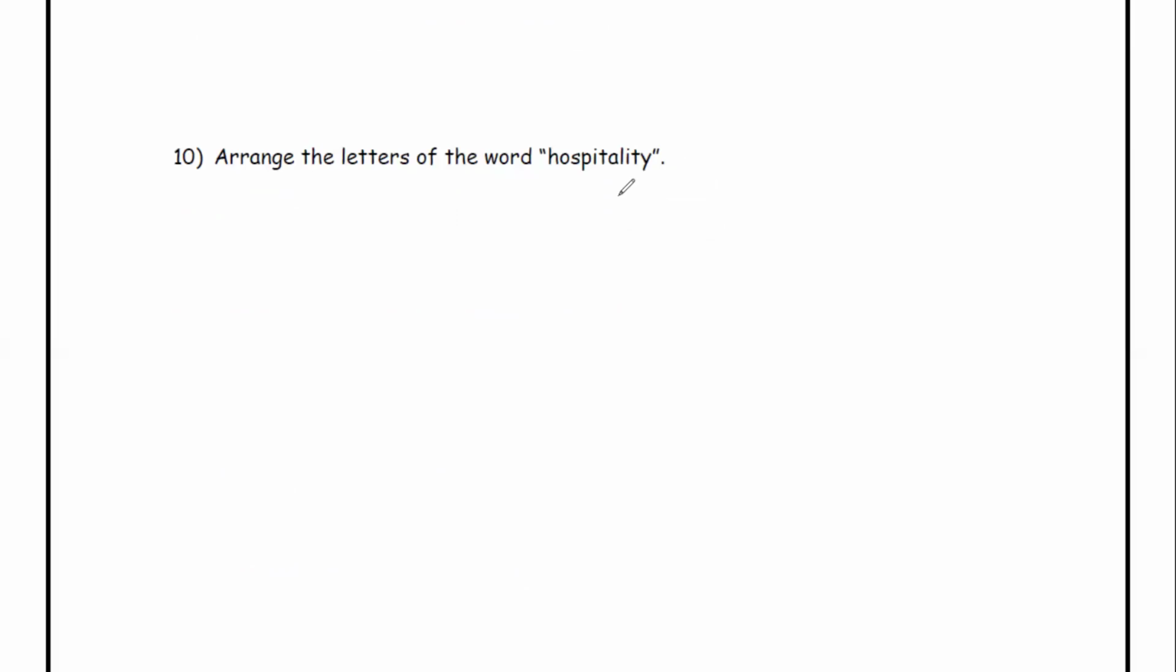Arrange the letters of the word hospitality. So count the number of letters: 1, 2, 3, 4, 5, 6, 7, 8, 9, 10, 11. 11 factorial, and now count the repeating letters. I have T, and I have I, and that's about it. Two I's and two T's. None of the other letters are repeating. So double check, and then that's it. So 11 factorial divided by 2 factorial for the two I's and 2 factorial for the two T's.